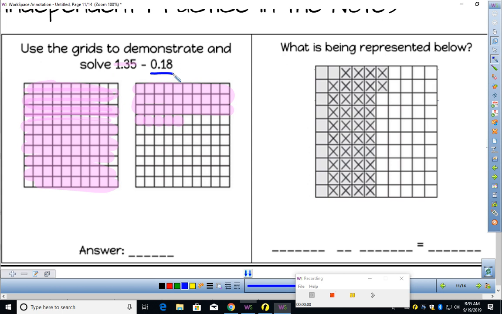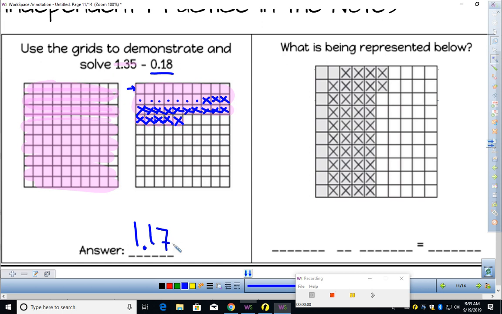You'll recall to take away, I cross out. I've taken away 5. I've taken away 15, 16, 17, 18 out of 100. All right, let's figure out how much I have left over. I still have my whole, and over here I have a row of 10, 11, 12, 13, 14, 15, 16, 17 hundredths.